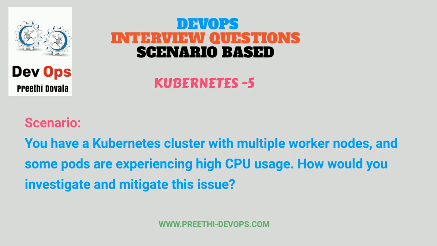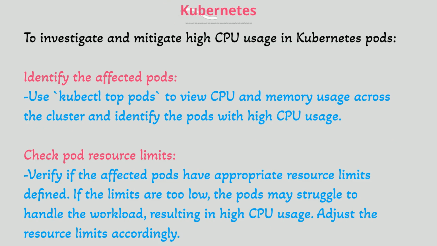Scenario. You have a Kubernetes cluster with multiple worker nodes, and some pods are experiencing high CPU usage. How would you investigate and mitigate this issue? To investigate and mitigate high CPU usage in Kubernetes pods. Identify the affected pods. Use kubectl top pods to view CPU and memory usage across the cluster and identify the pods with high CPU usage.